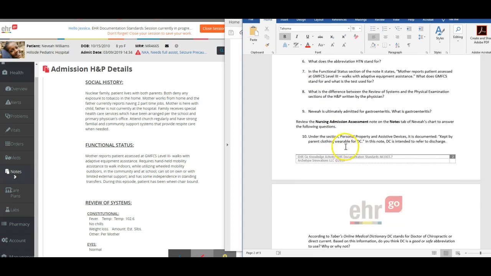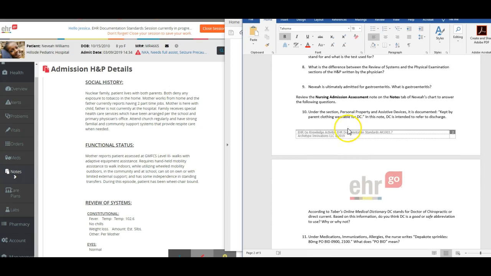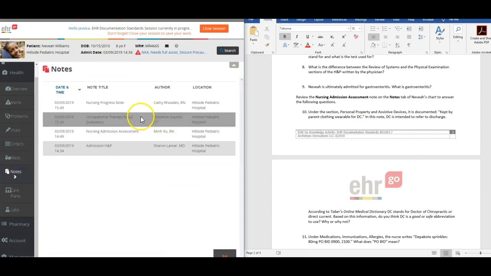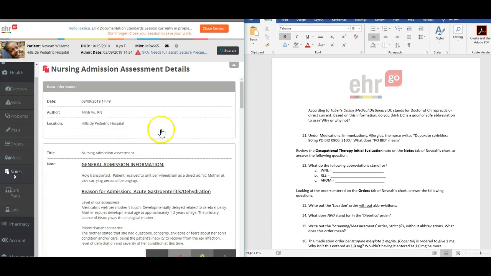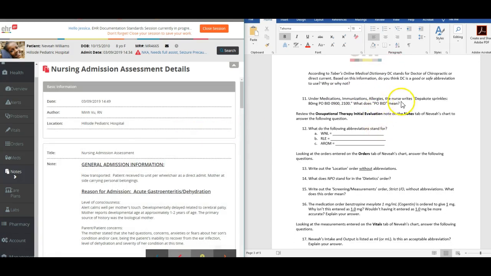Next, you want to go review the nursing admission assessment on the notes tab and answer questions 10 through 11. So the nursing admissions assessment, this is where you would find the answers to 10 and 11. And then again, use those resources. If you don't know that PO is by mouth and BID is twice a day, then you would look those up on your list. But you should look them up anyway just to make sure that I'm right. I could be fibbing to you.